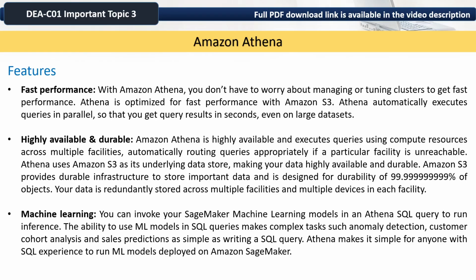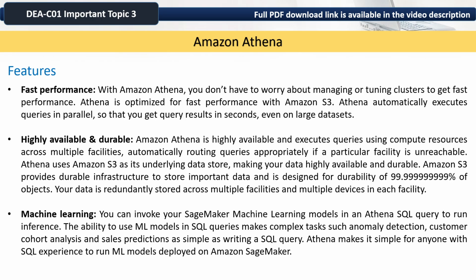Highly available and durable. It is highly available and executes queries using compute resources across multiple facilities, automatically routing queries appropriately if a particular facility is unreachable. It uses Amazon S3 as its underlying data source, making your data highly available and durable. Amazon S3 provides durable infrastructure to store important data and is designed for durability of 99.99% of objects. Your data is redundantly stored across multiple facilities and multiple devices in each facility.